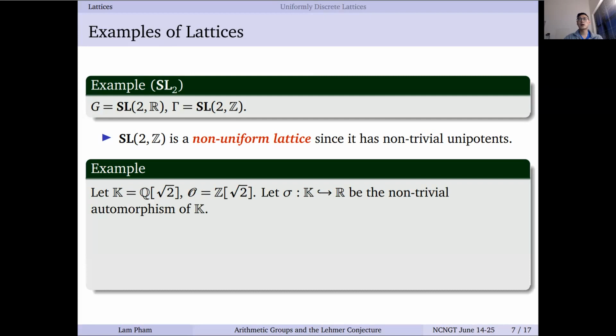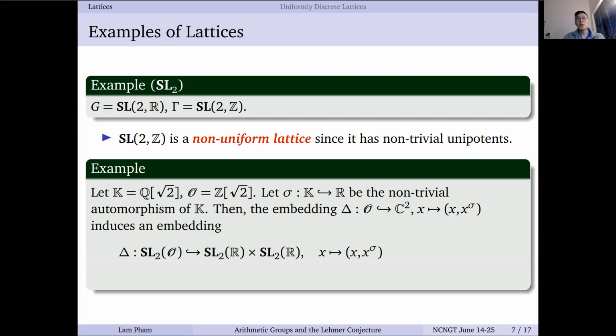Here's a somewhat more complex example, but still in the same line. So if I take K = Q adjoin square root 2, this is a number field, and I take Z adjoin square root 2 to be the ring of integers. This is a quadratic extension of Q. Then I take sigma to be the non-trivial automorphism of K. Then this will give me the embedding of the ring of integers into 2 copies of R, by mapping x to (x, x sigma), the conjugate, which will then induce an embedding of SL2(O) into the product of SL2R with SL2R.